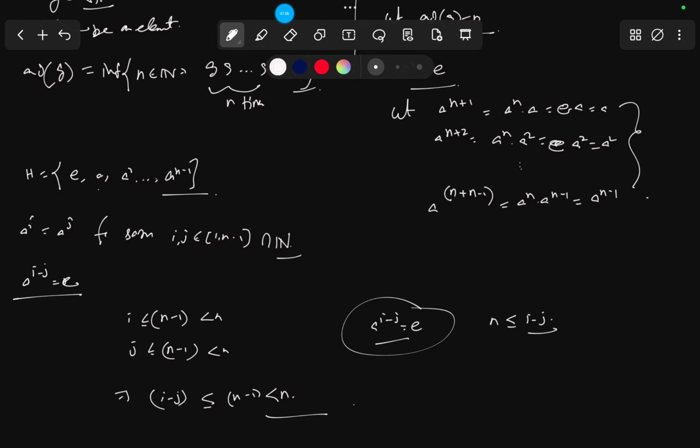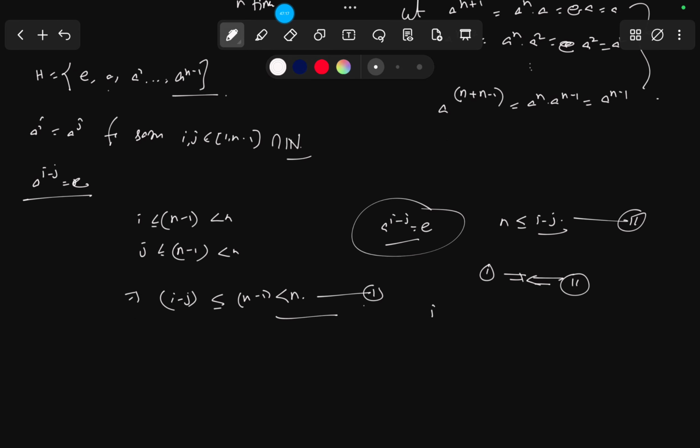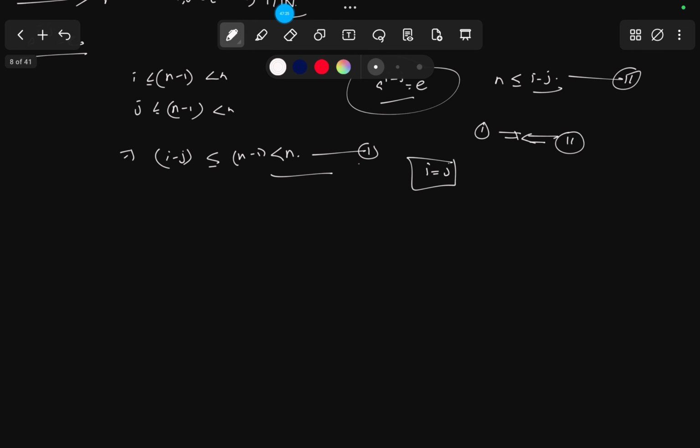Okay, so this is not always possible, so that means I and j, it's not possible. So this is 1, but this is 2, so 1 and 2 contradict each other. So that means we have that i and j have to be the same if a^i and a^j are the same. Okay, so what is the number of elements in H? It is basically n, right? It's basically the order of G.